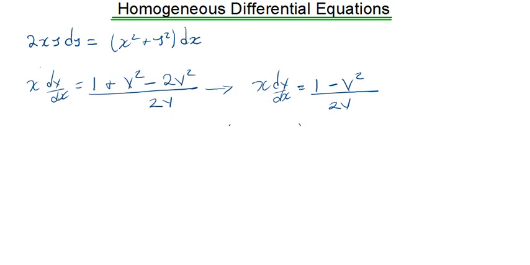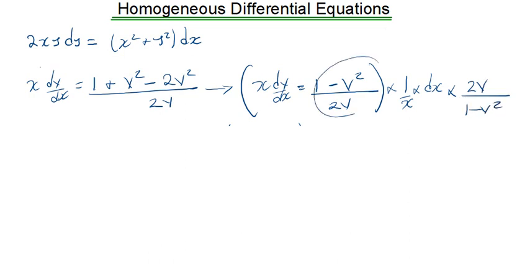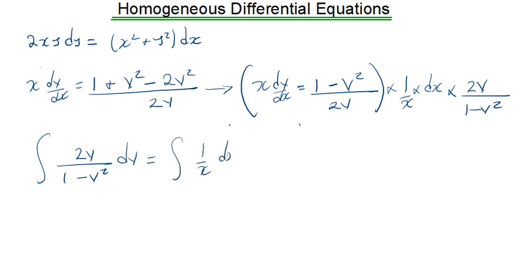Okay, so now I can do this. I can multiply both sides by 1 over x, also multiply both sides by dx, and multiply both sides by 2v over 1 minus v squared, which is just a reciprocal of that one there. So what you end up with is just the integral of 2v over 1 minus v squared dv is equals to the integral of 1 over x dx.